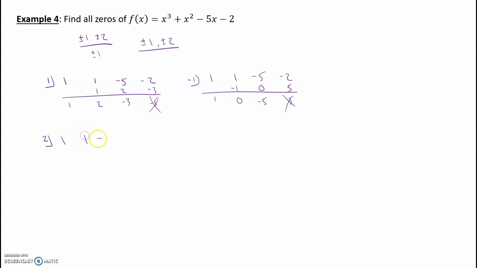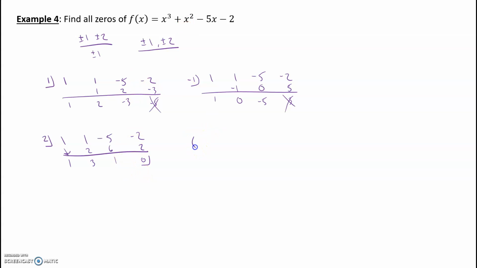What do we got? 1, 1, negative 5, negative 2. Multiply. Sorry, my bad. Add. Multiply. Add. Multiply. I don't know why I put a negative 1 there. And see, even the smallest mistake can mess you up here. Add, multiply, add. And that's what we're looking for. So we did have to test 3 of them, but we finally found one.